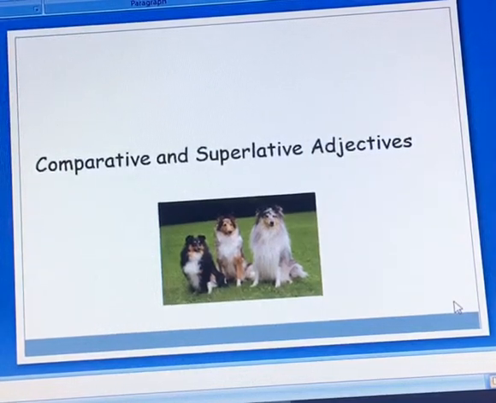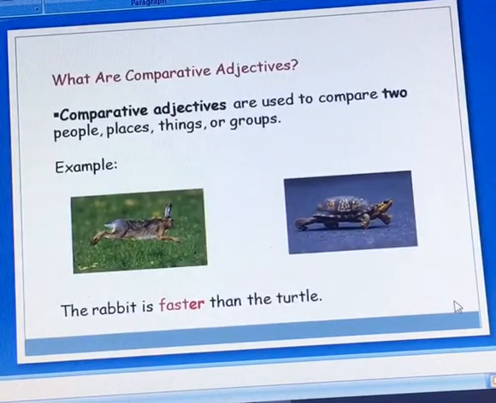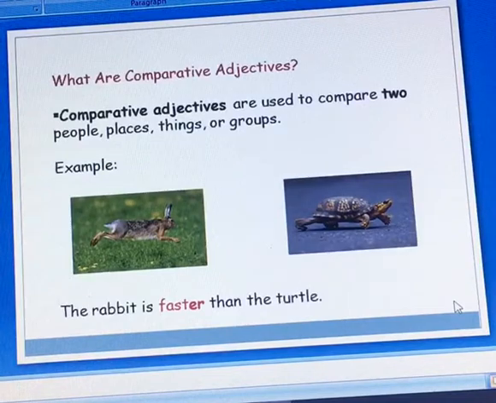Grade 5. Today our lesson is about comparative and superlative adjectives. What are comparative adjectives? Comparative adjectives are used to compare two places, people, things, or groups. For example, the rabbit is faster than the turtle. Faster is a comparative adjective.